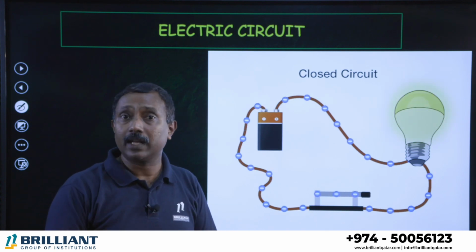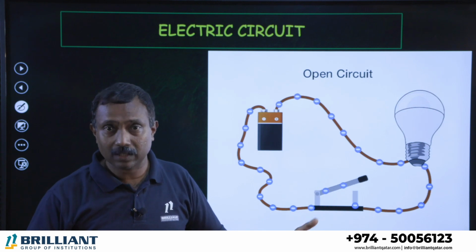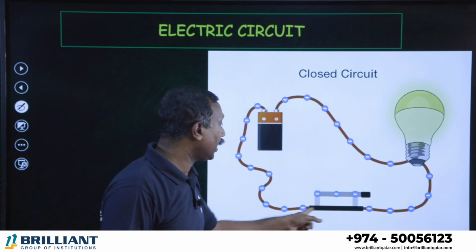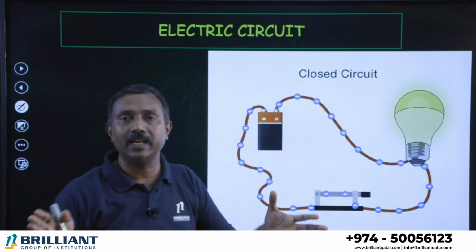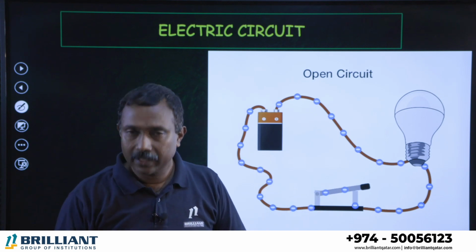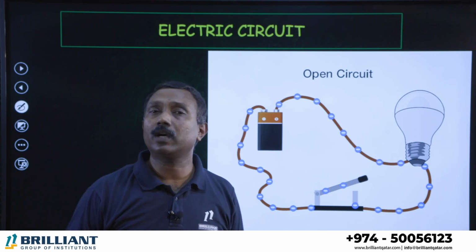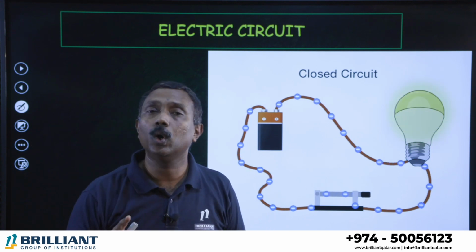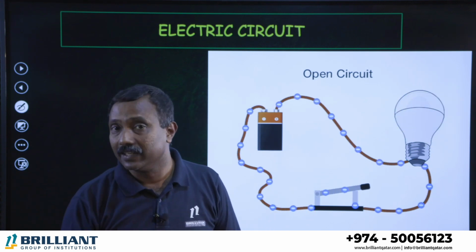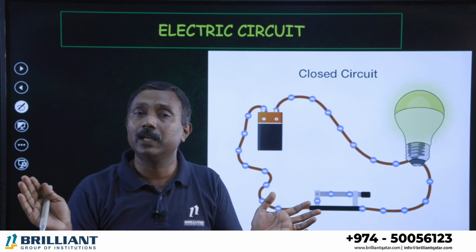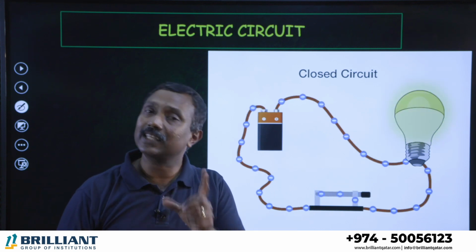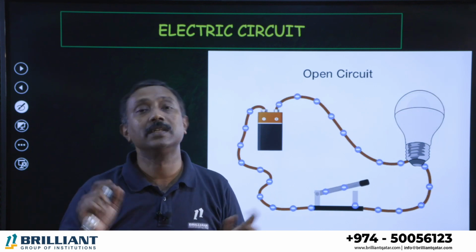While if you are making that circuit to be open, that means that we are not maintaining a closed path, then the circuit is termed as open circuit. In open circuit, the charges are not getting a continuous path. So, they cannot complete the circuit, and the equipment cannot operate properly. Such circuits are what we call open circuit.